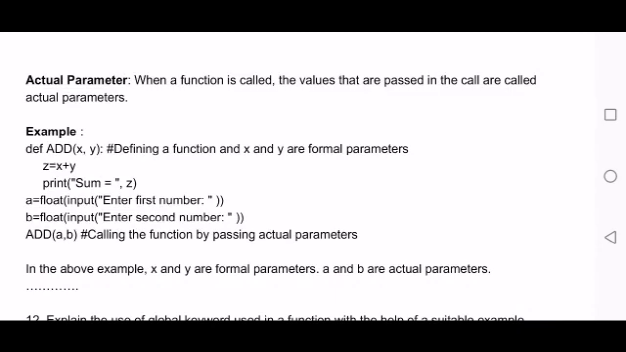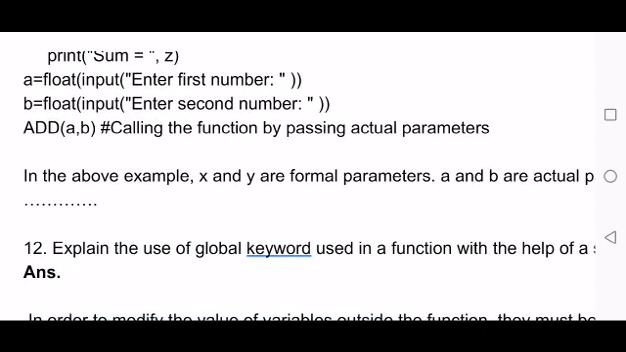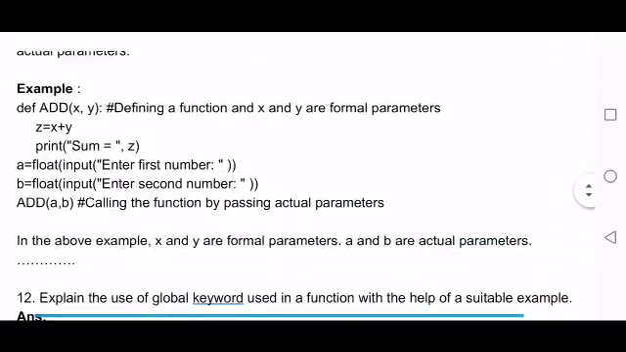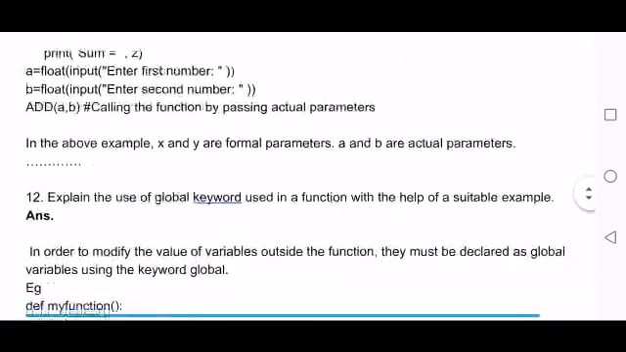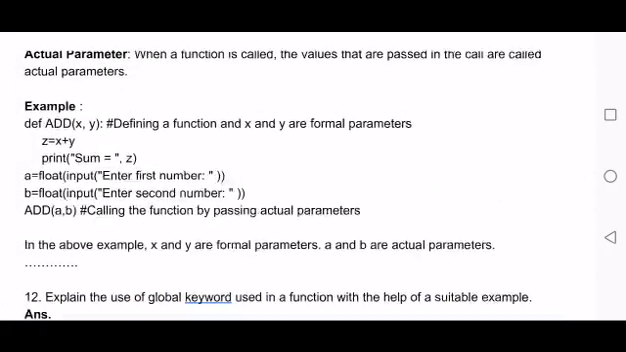So this is inside the function. Here a and b are read through the input statement, and add of a comma b. See here, in the last statement add of a comma b, this a and b are known as actual parameters, and the parameters x and y which are there in the function header are called formal parameters. So you have to explain it in the above example. X and y are formal parameters and a and b are actual parameters. Understand, a and b are actual parameters because they are in the function call.